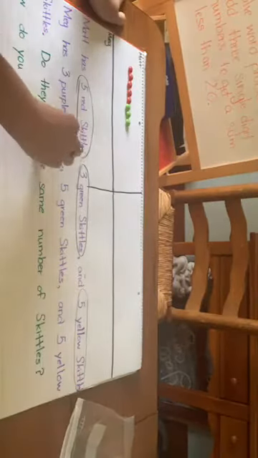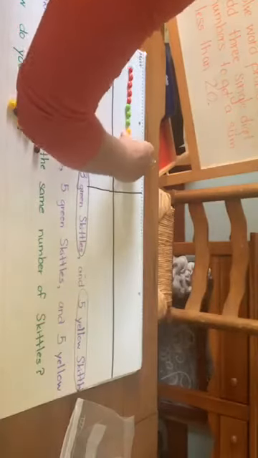Then he had 3 green. So I'm going to take 3 green and put right here. And then Matt had 5 yellow. So I got to take 5 of the yellow and slide them up here. So there is Matt's Skittles.